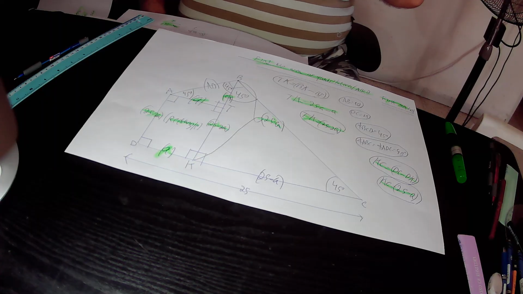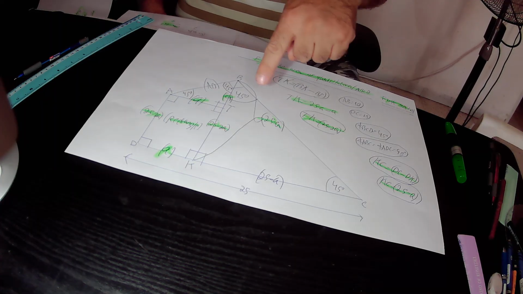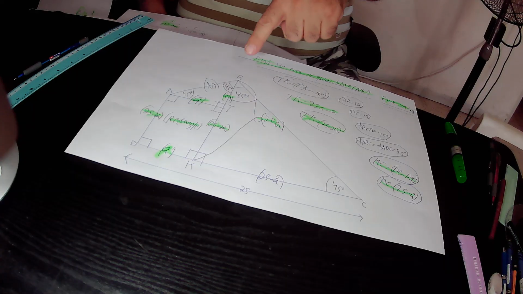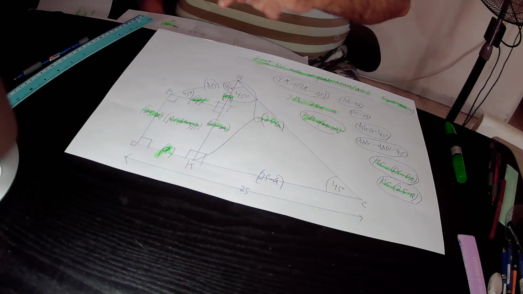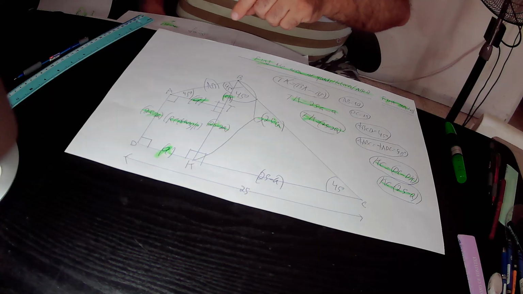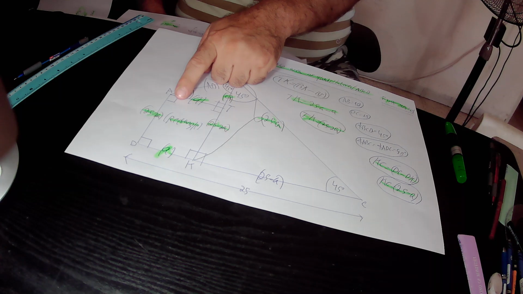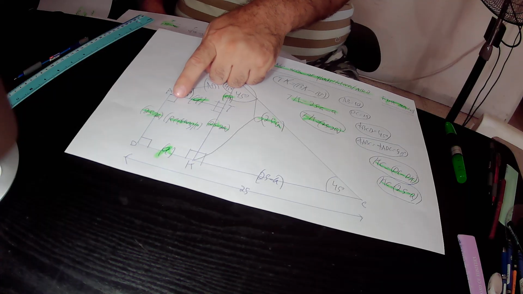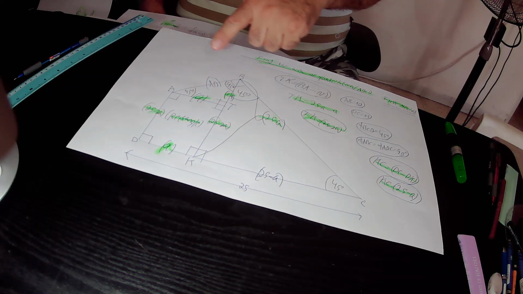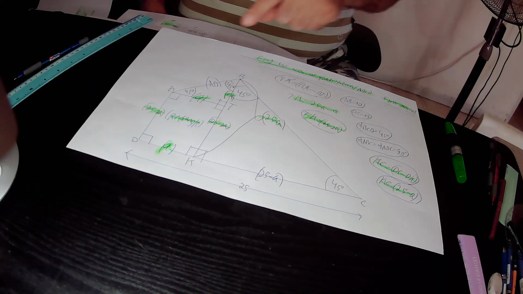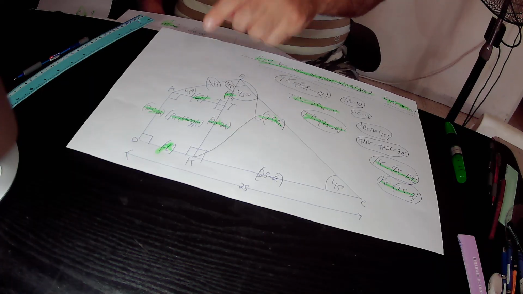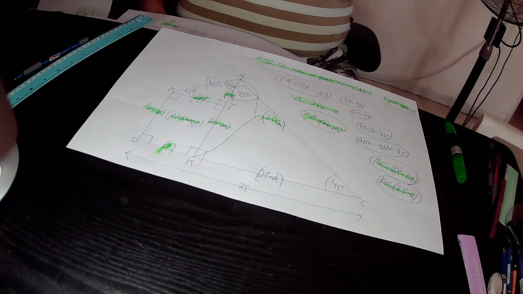By doing this construction, we get quadrilateral ATKD. Inside quadrilateral ATKD, we have 1, 2, 3 right angles. The sum of 3 right angles is 270 degrees. 270 degrees plus this fourth angle in total must be equal to 360 degrees, according to the rule that the sum of the angles in any quadrilateral is 360 degrees. Therefore, this fourth angle must be equal to 90 degrees. So inside quadrilateral ATKD, we have 4 right angles, and therefore quadrilateral ATKD is a rectangle. But we also know that the opposite sides of a rectangle are equal to each other.